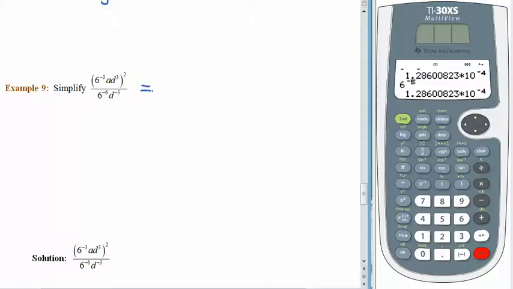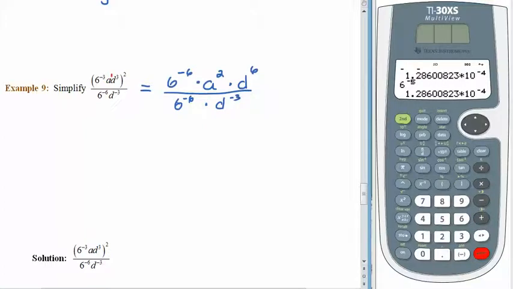In the numerator, we have powers that are being raised to powers, and that means we're just going to multiply the exponents. Don't forget that there's a little power of 1 right there by the a. So 6 has an exponent of -3 times 2, which is -6. A has an exponent of 1 times 2, which is 2. D has an exponent of 3 times 2, which is 6. And down below, we have 6 to the -6th power multiplied by d to the -3 power.